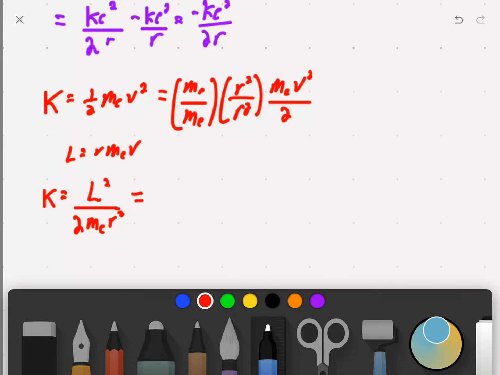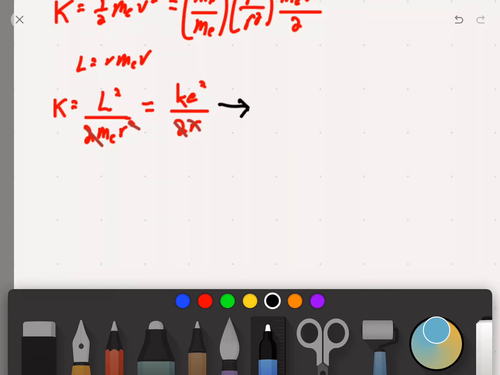But remember, from above, we also know that our kinetic energy is equal to k. This is a lowercase k. This is 1 over 4 pi epsilon 0, e squared over 2r. So once again, some stuff cancels out. That cancels out, that cancels out, that cancels out, that cancels out. And we can solve this equation for r, giving us our first important result.